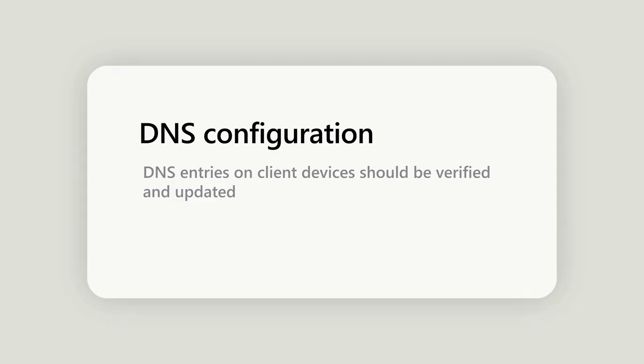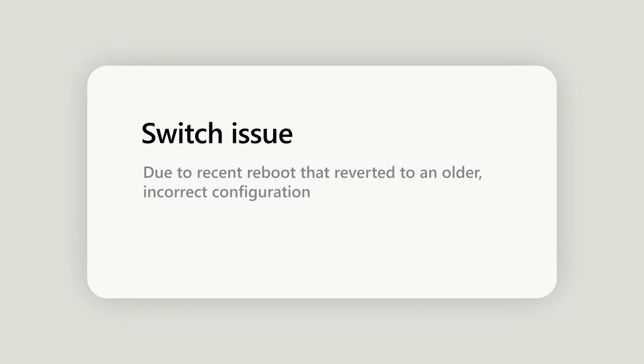Lastly, DNS settings must point to valid DNS servers. Zara verifies and updates the DNS entries on client devices to address any incorrect settings. Having confirmed that all of the configurations are in order, Zara suspects that the issue lies with the switch itself. She accesses the core switch's configuration interface and notices it had recently rebooted, potentially due to a power glitch, reverting to an older, incorrect configuration.